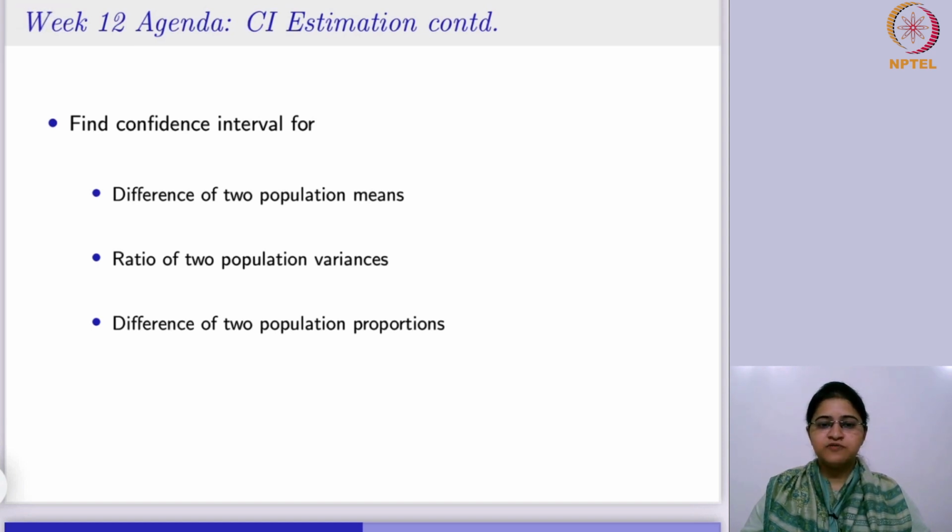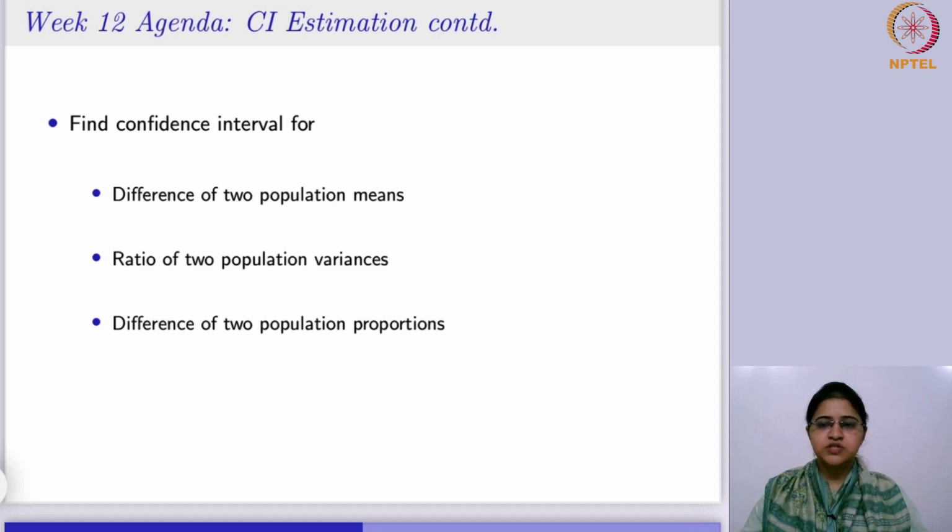Last week we saw confidence intervals for single sample problems. There we had a single mean, a single variance, or a single proportion, in the sense that you have a population and you just draw a sample from that, and based upon that we try to find out the confidence interval estimates.